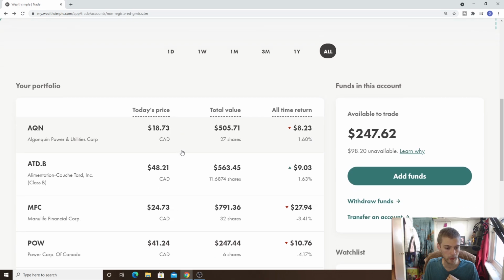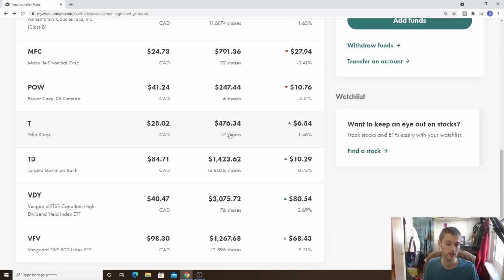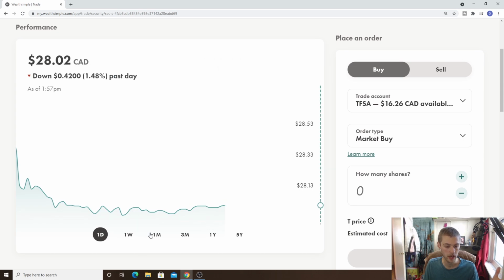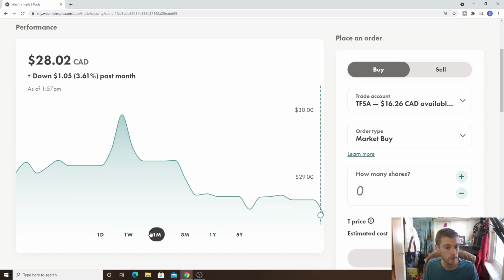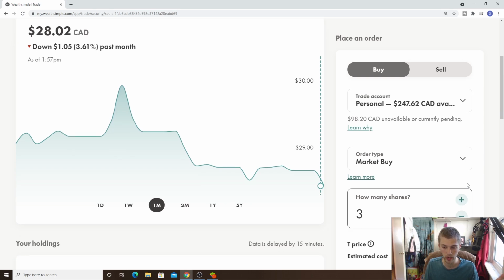The next stock I'm going to take a peek at is, once again, another stock that I've been looking to buy for a while. TELUS is something I've bought in the past, and I think it is a good company. Once again, I think everything right now has dipped quite a bit. If you go over the past month, we can see it's down 3.61%. So a lot of the good quality stocks we've been buying have dipped quite a bit. So I'm going to buy some more TELUS. I've been meaning to buy it for a while. I'll put about $80 into TELUS.